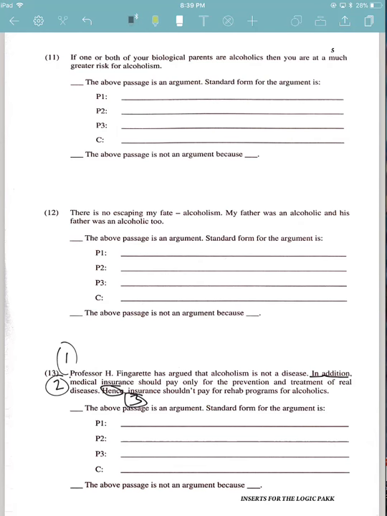let's just take that out. But if you have here, really, you have insurance shouldn't pay for rehab programs for alcoholics. Why is that? Well, it's really because of 1 and 2. If I accepted both of those, it actually makes sense that number 3 follows. Yes, perfect. So let's move on. In here, it's actually an argument. So here, I would just bring this down here.